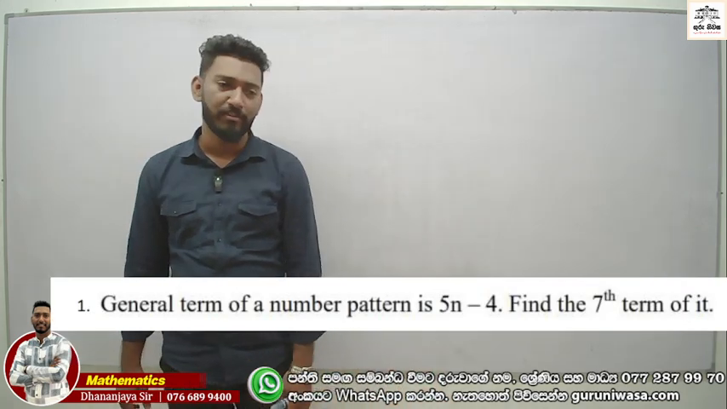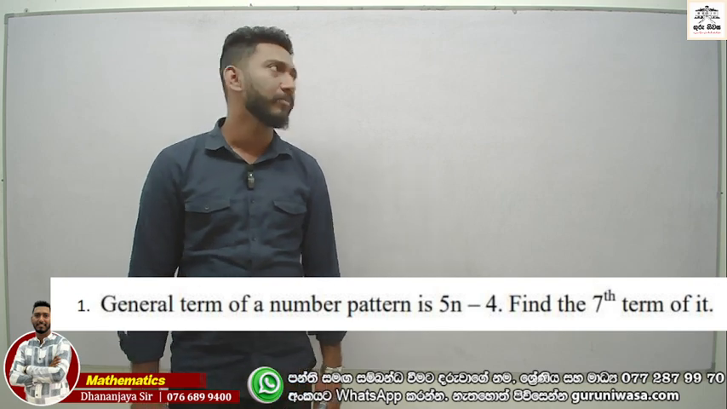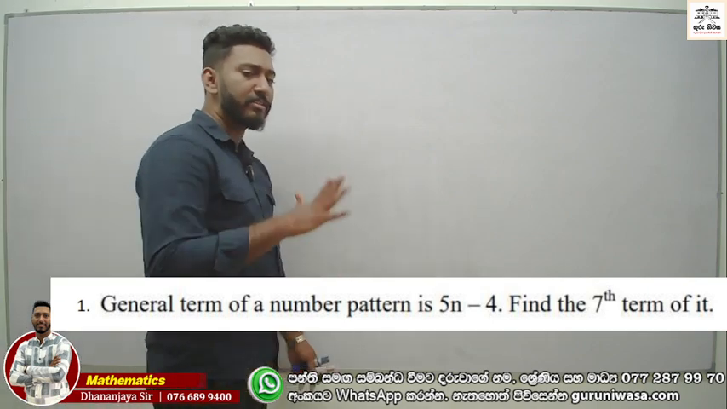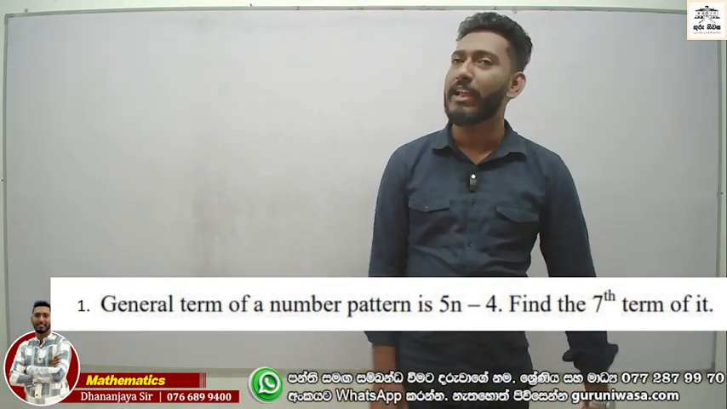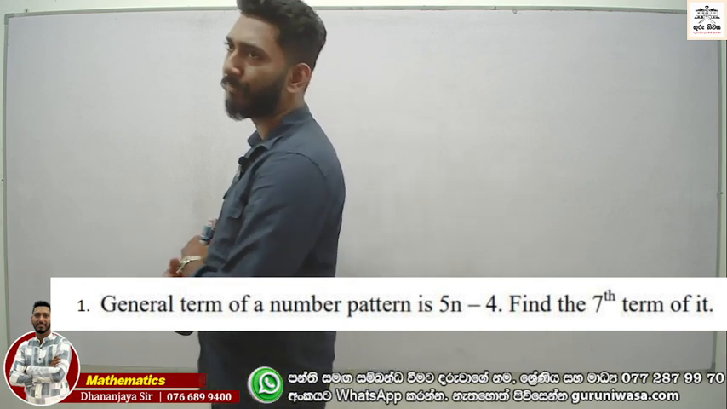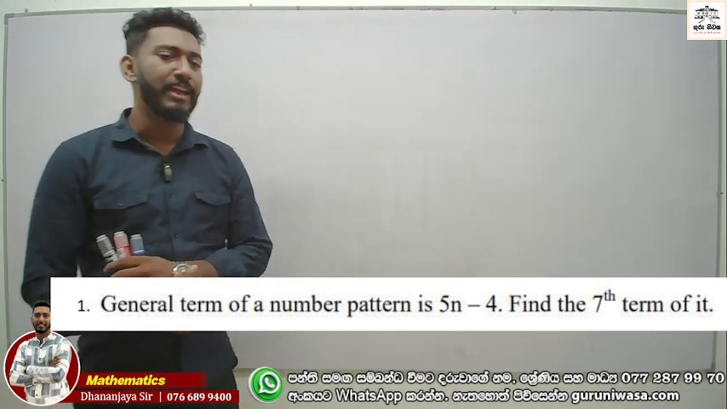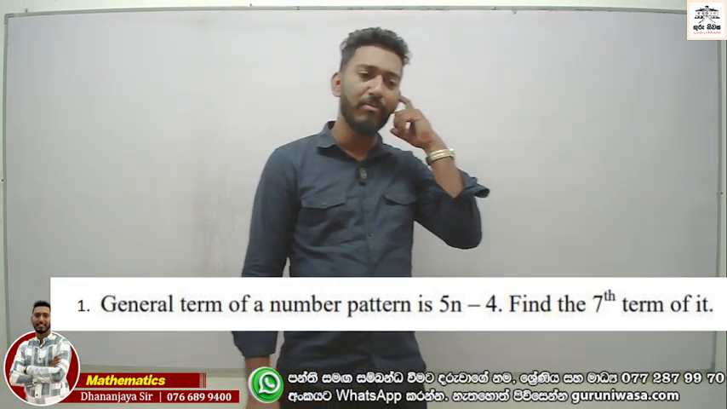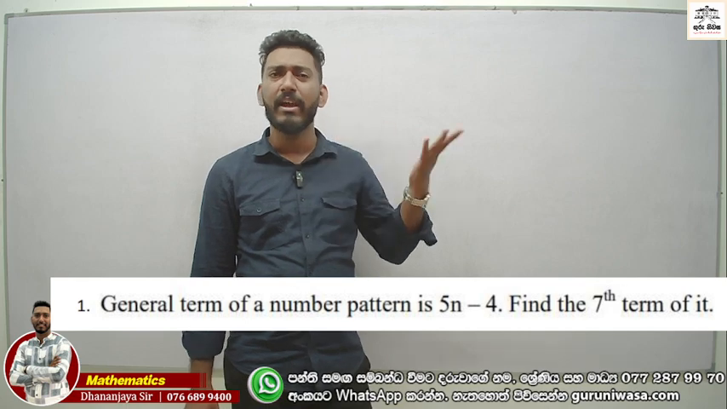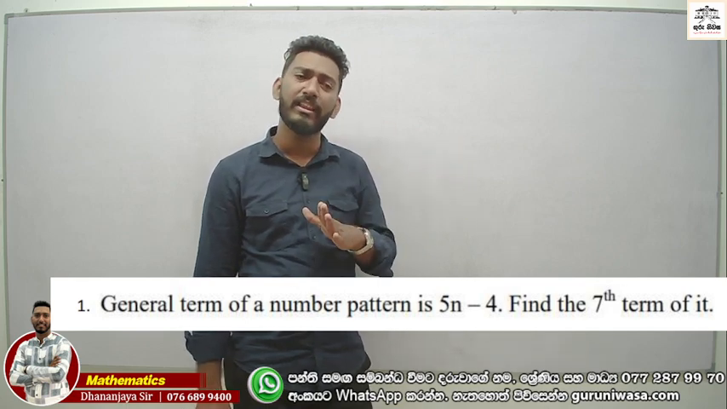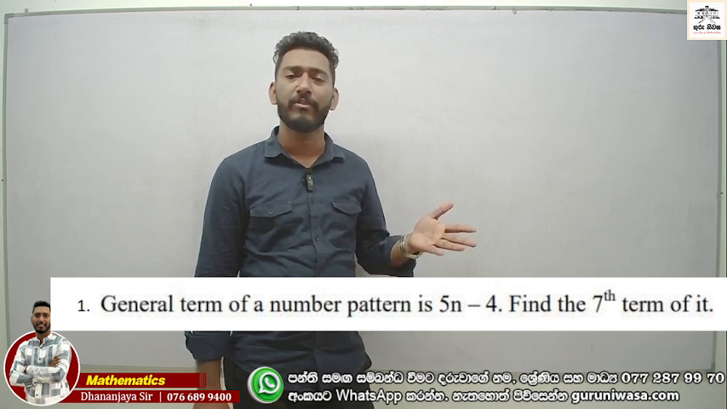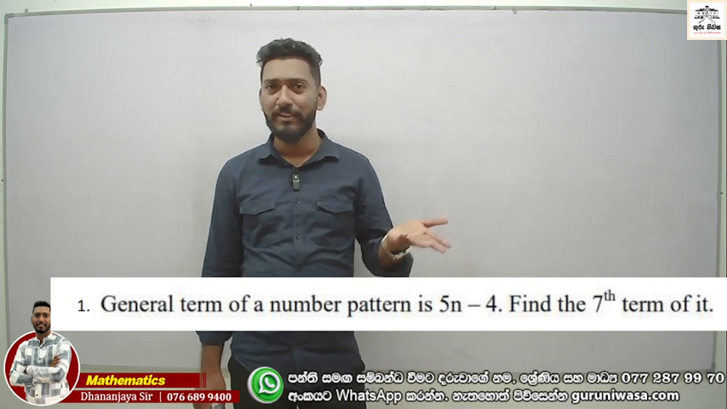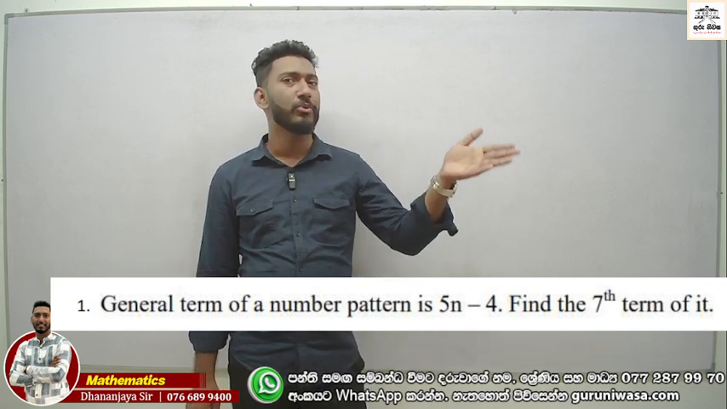This is the first question relevant to our model paper 14. The general term of a number pattern is 5n minus 4. Find the seventh term of it. How to find the seventh term? You have to substitute 7 into the n.